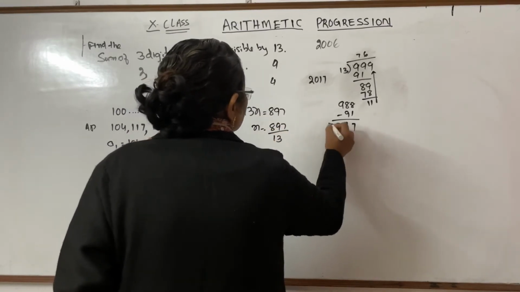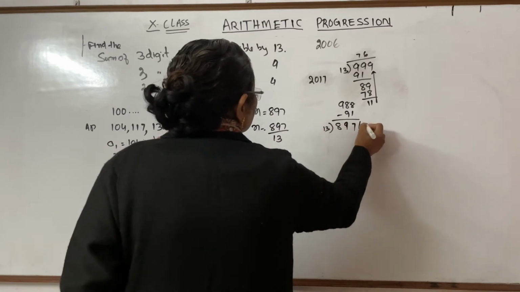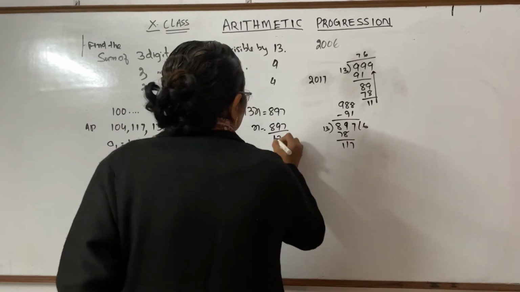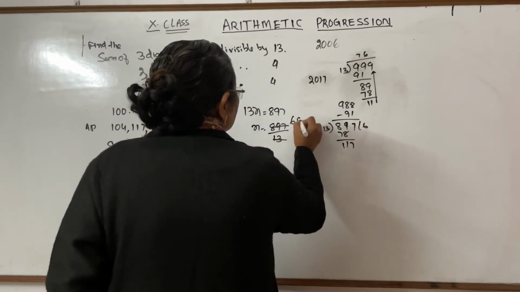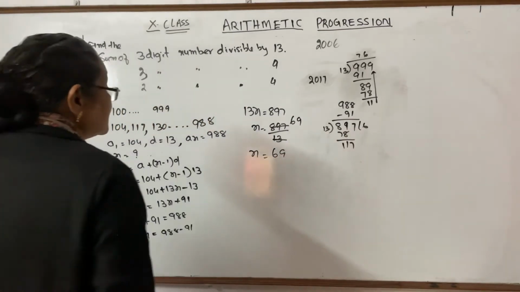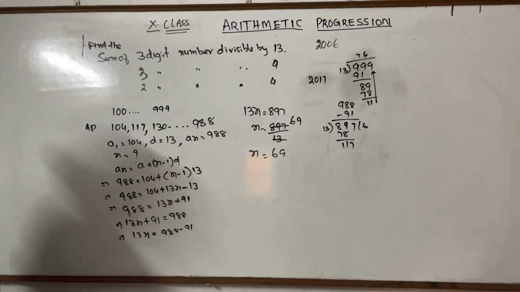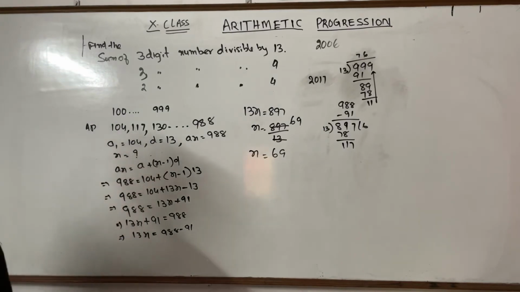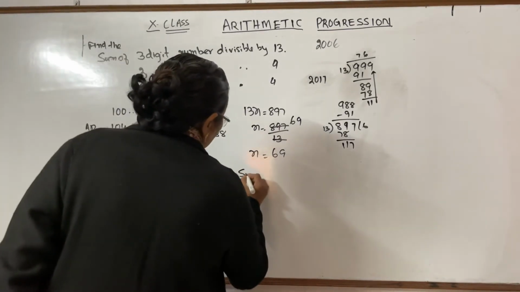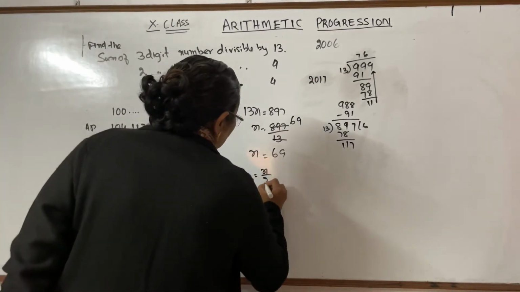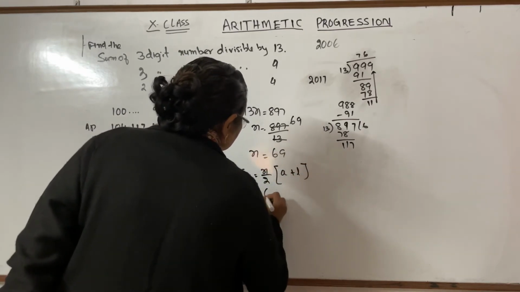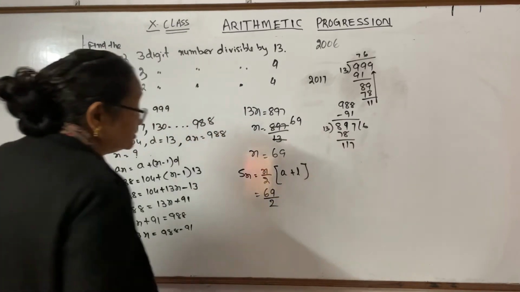897 divided by 13. n equals 69. 13 9s are 117. So how many terms are there? 69 terms are there. So what is asked? Find the sum, he said. Sum equals Sn equals n upon 2 into a plus l. We know a, we know l. So now 69 upon 2.